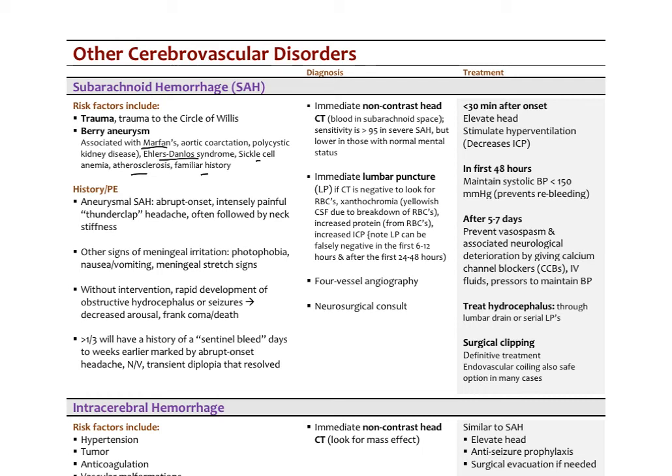The classic thing here with subarachnoid hemorrhages is what we call a thunderclap headache. Worst headache, sudden onset, comes out of nowhere, and usually followed by severe neck stiffness. So this is typical of the berry aneurysms in particular. Other signs might be meningeal irritation, so that would include things like photophobia, nausea, vomiting, any of the meningeal stretch signs like the Kernig test and whatnot, where you bend your head up and that stretches the meninges, and that could induce pain.